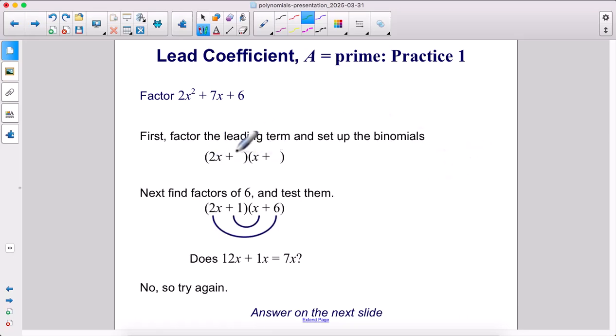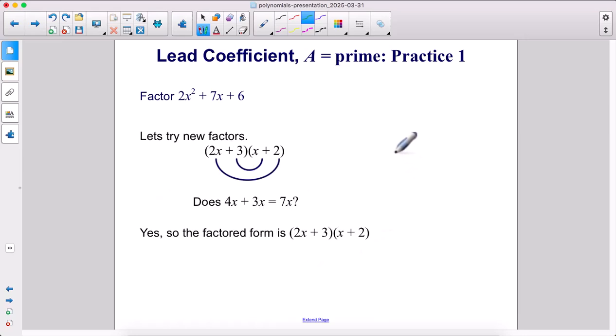Factor 2x squared plus 7x plus 6. All right, so first we write out our parentheses. It's a 2 in the front of x squared, so therefore we're going to have 2x and x. Next, let's find some factors of 6 and test them out. We'll put 1 here and 6 there. Does 1x plus 12x equal 7x? No. Let's try again. Let's try new factors. So we'll put 3 here and 2 there. Does 4x plus 3x equal 7x? Yes. Therefore, the factored form is 2x plus 3 times x plus 2.